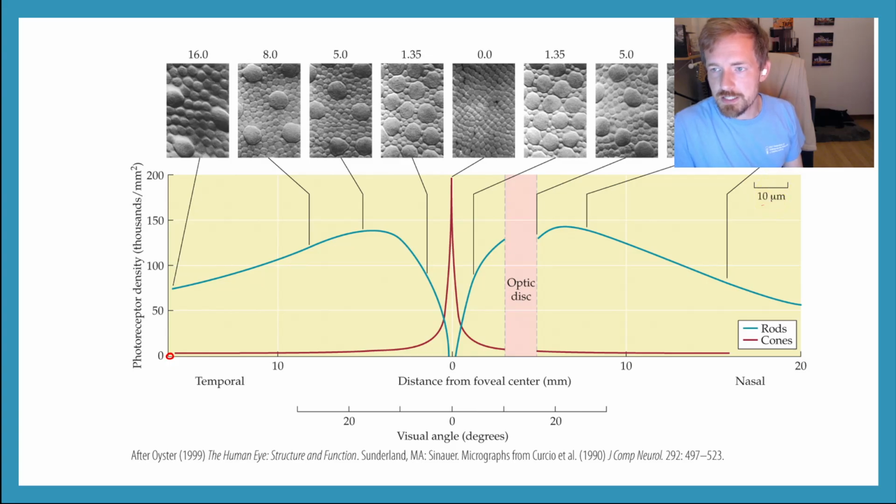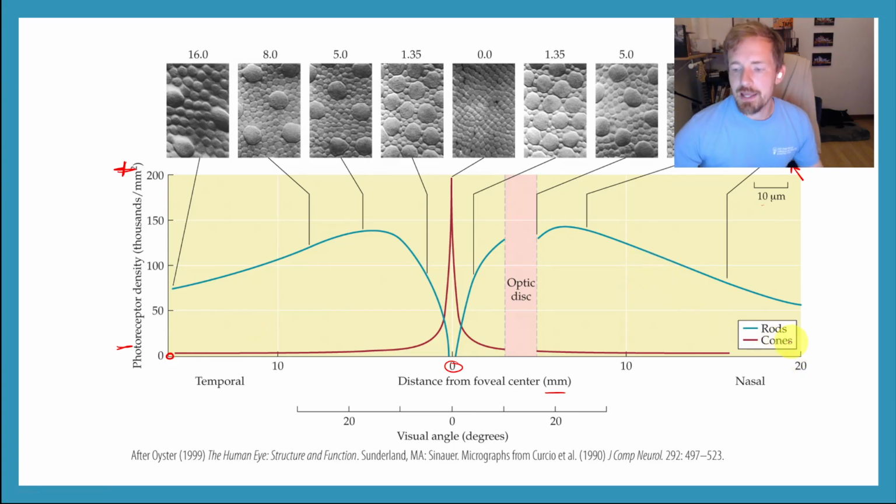This right here is in microns. And this down here, the x-axis, is in millimeters. My bad. On the y-axis, we have the density of those photoreceptors. So we have higher density up top, and we have lower density down the bottom.